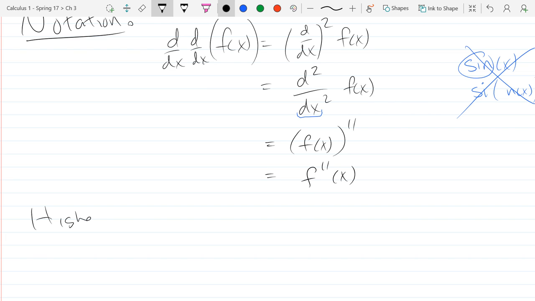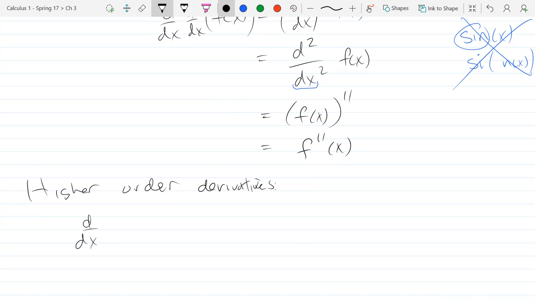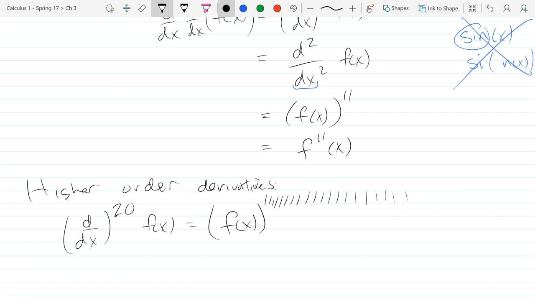So higher order derivatives. If we wanted 20 derivatives, the 20th derivative of f, we could write it like this. That would be crazy, so we don't want to write that. It's tempting to use tally marks, but that's only good till about 20 or 30, and then that becomes insane. So we have this parenthesized notation. It looks like you owe money to your bank, but what it means is that many derivatives. So it's a little bit strange. It looks like an exponent, but when it's just in parentheses, that means that many derivatives.